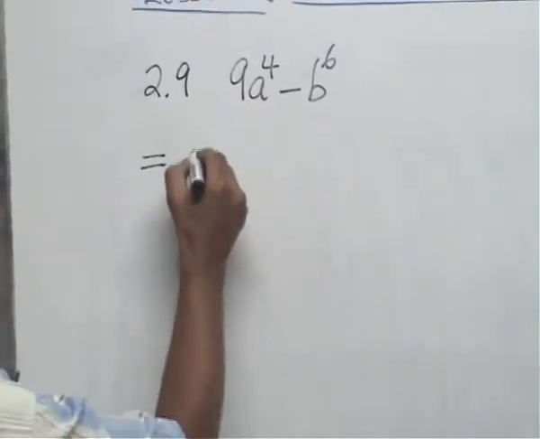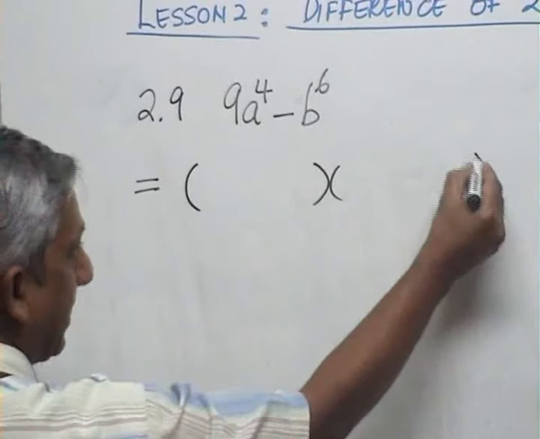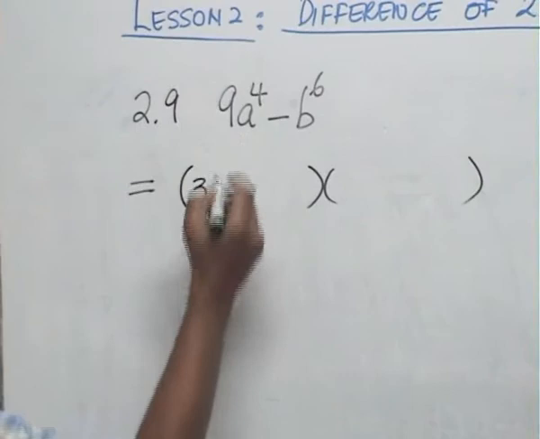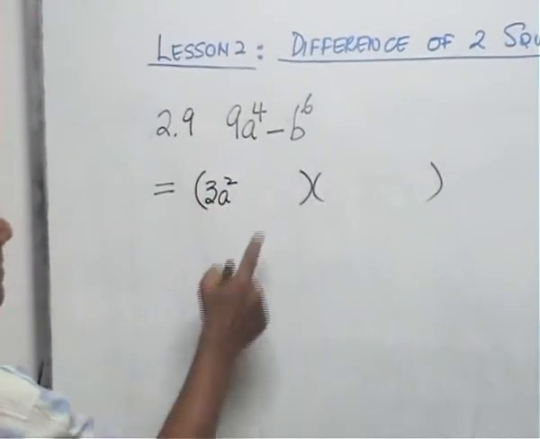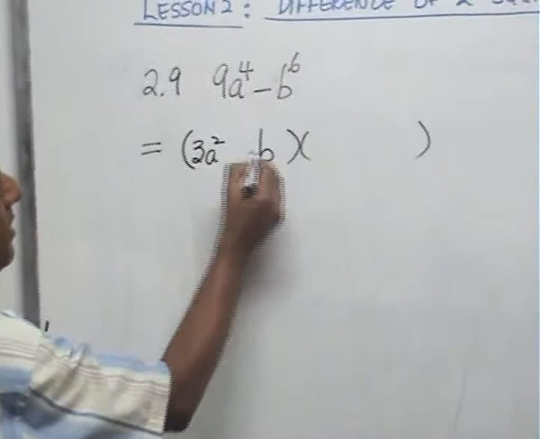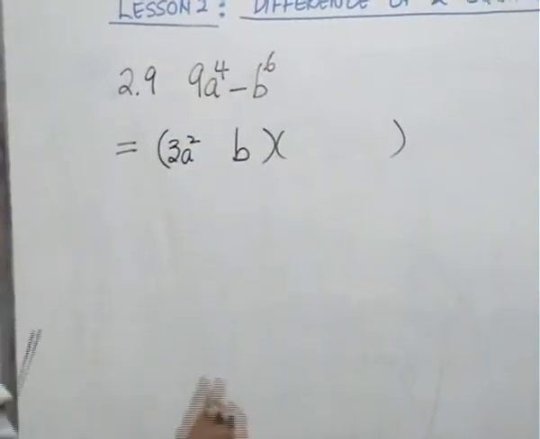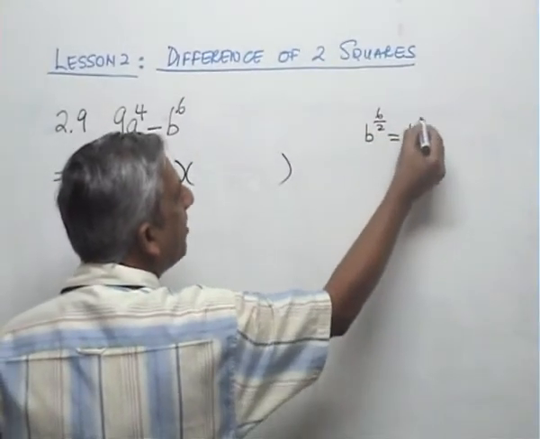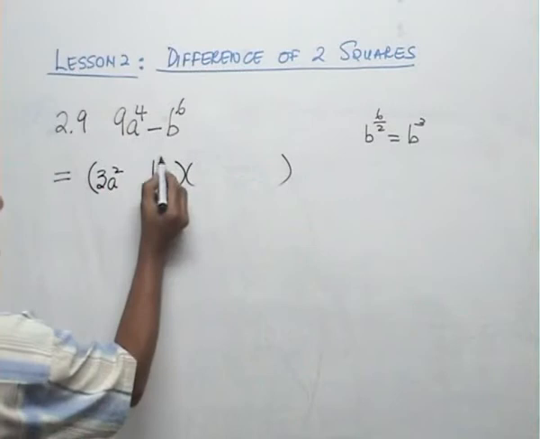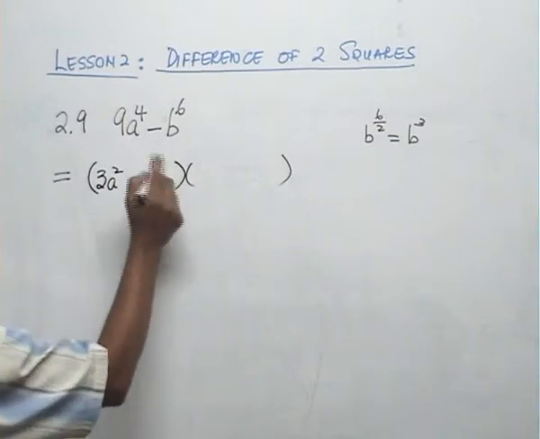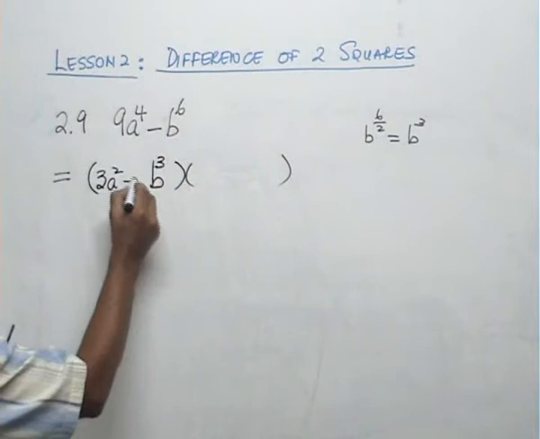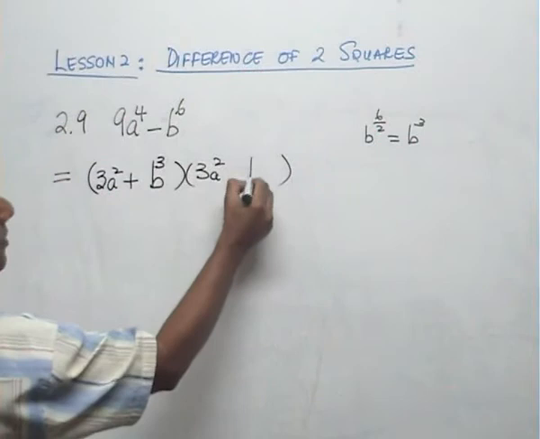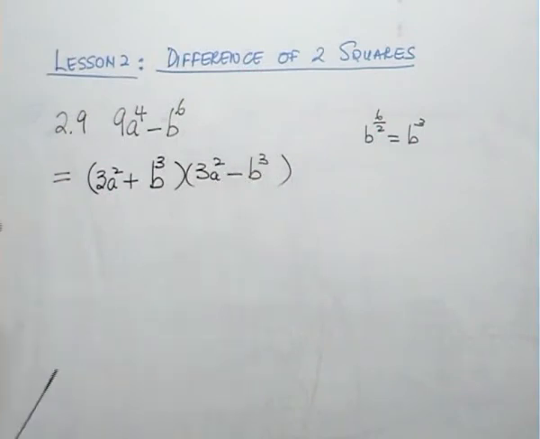See, that's a perfect square, that's a perfect square. So that's going to be two brackets. Alright, square root of 9, 3. Square root of a to the 4, A squared. Now you got B to the 6, so write down B. You take that index, B to the 6, and you divide that index by 2. So you're left with B cubed. So that's how we get B cubed here. You see? And that's plus. Repeat, 3A squared, B cubed, minus.